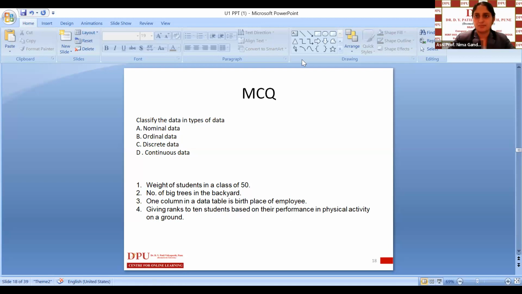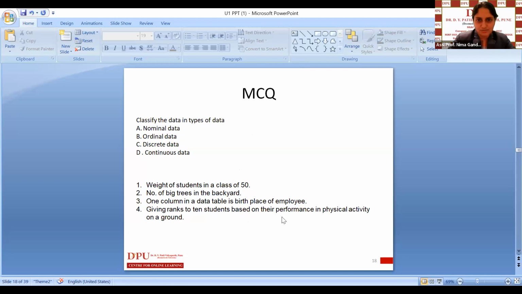Attribute means descriptive data. We classify such data into nominal and ordinal. Attribute means descriptive data, means qualitative data. All are the same, okay? Non-numerical data, basically. We are done with this.